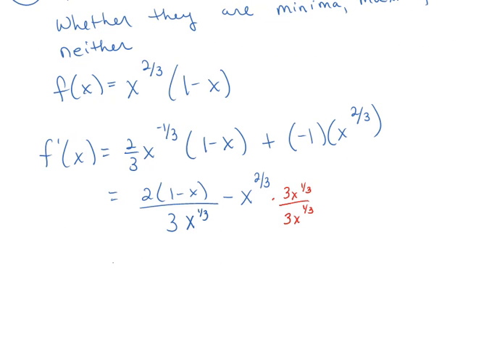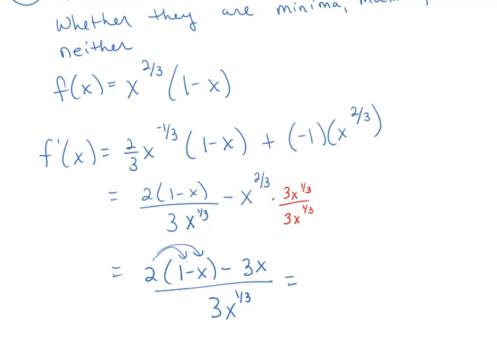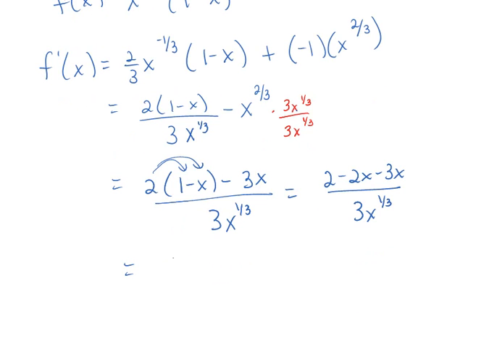And that's kind of cool because when you do that, you get 2 times 1 minus x, but this is going to be minus. When the bases are the same, you add the exponent. So x to the 2/3 times x to the 1/3 is just x, a whole x. So this is going to be minus 3x over 3x to the 1/3. And then you can simplify your numerator by distributing the 2 through here. So this is going to be 2 minus 2x minus 3x over 3x to the 1/3. And so then this is going to be 2 minus 5x over 3x to the 1/3.